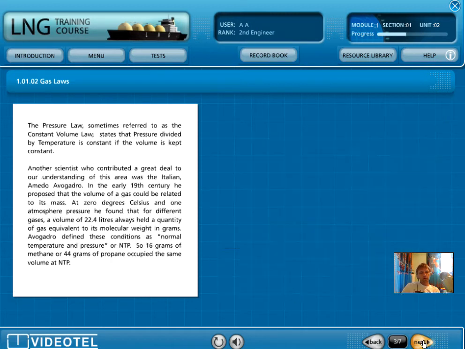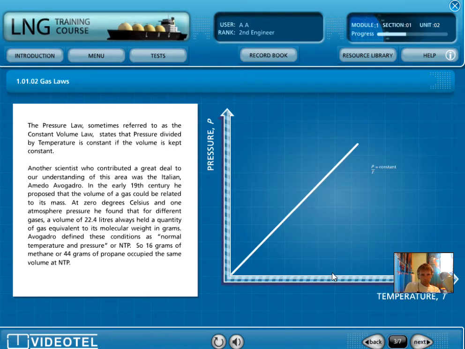So let's move on. The pressure law, sometimes referred to as the constant volume law, states that pressure divided by temperature is constant if the volume is kept constant. P over T equals a constant.